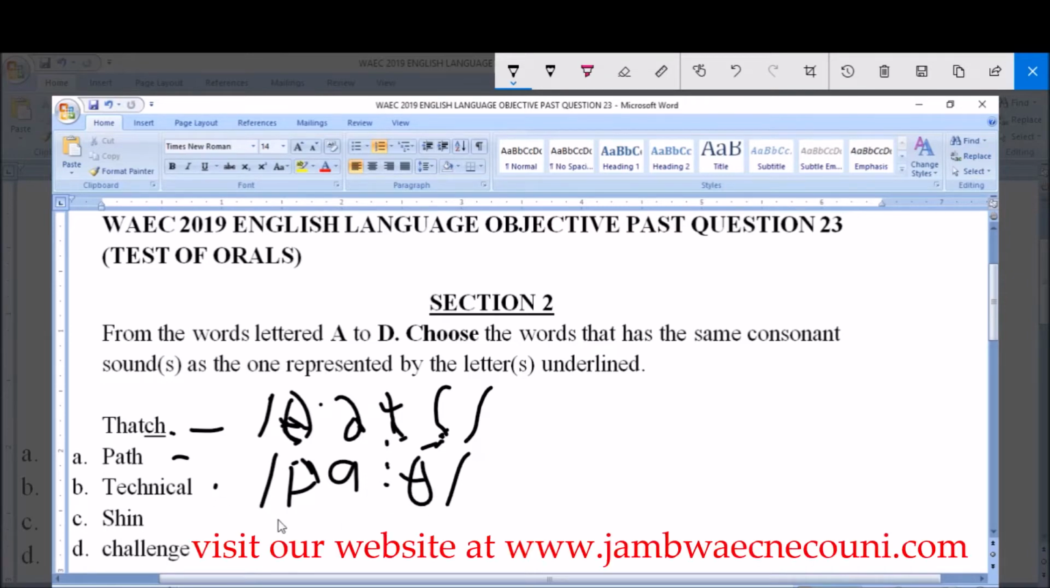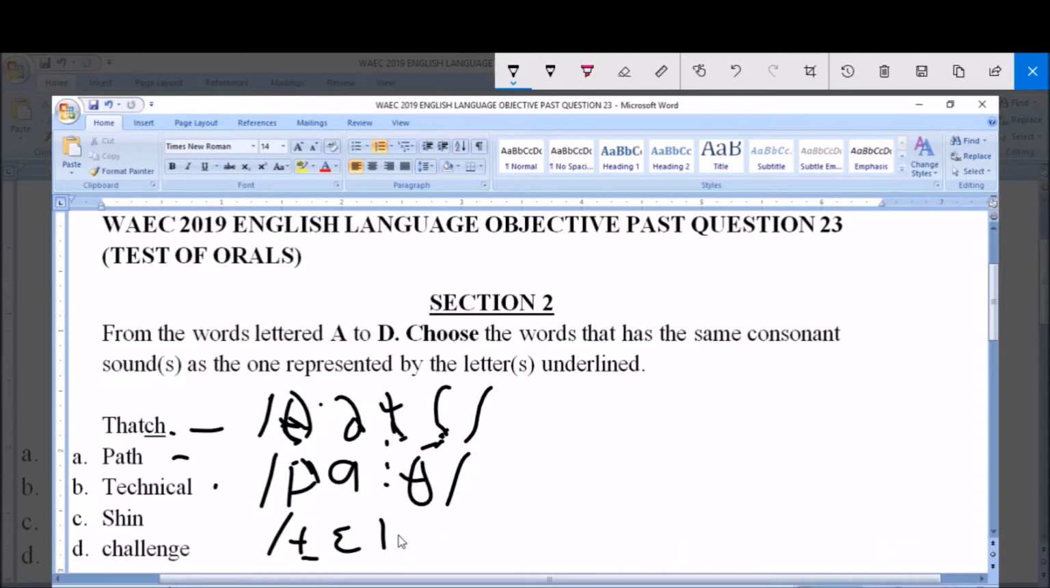You have B, option B, technical. So technical is transcribed this way. So you have technical. Option C is shin, and shin is transcribed simply this way. You have sh sound and then shin.